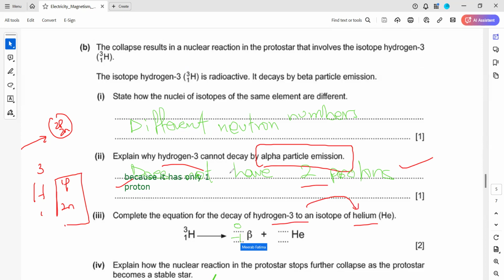Complete the equation for the decay of a hydrogen to an isotope of helium. It's a beta decay you have to complete. When it's a beta decay, the nucleon number does not change and the proton number increases by 1. So this will remain 3 and this increases by 1. So that's helium. This will be an isotope of the helium. The normal helium we have is 4,2, but this is an isotope which is 3,2.